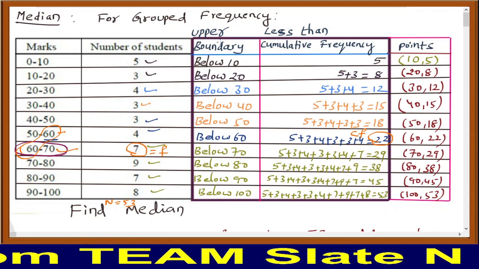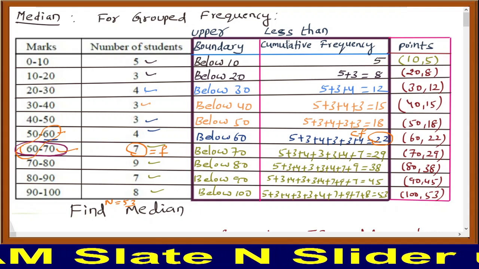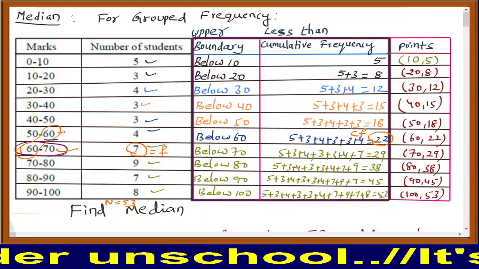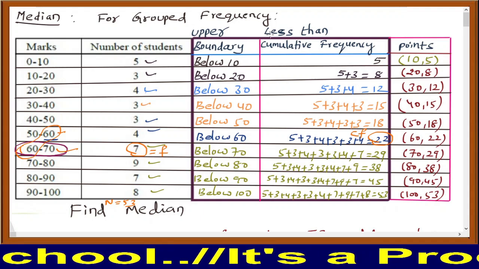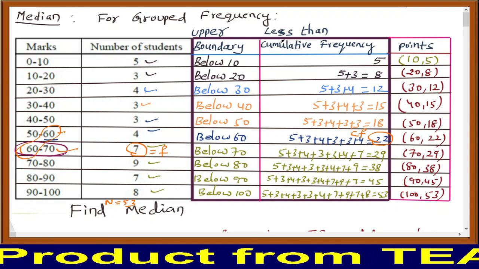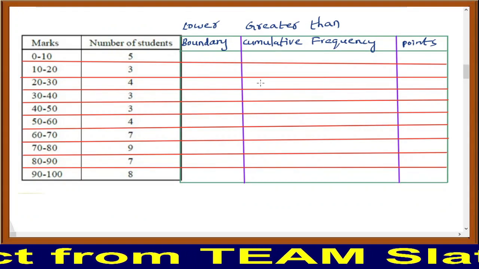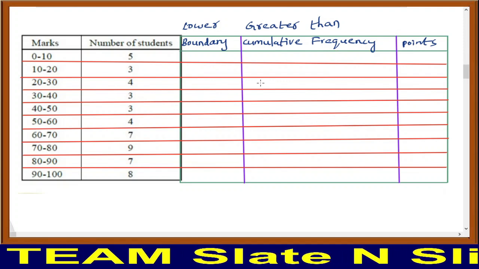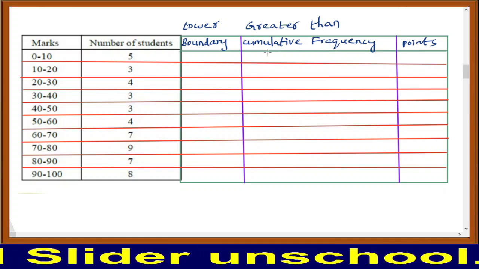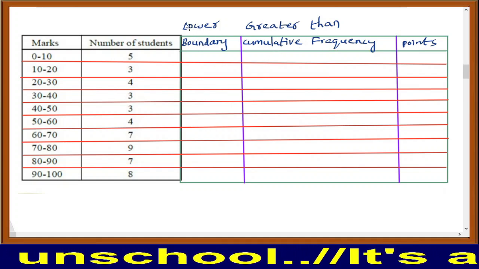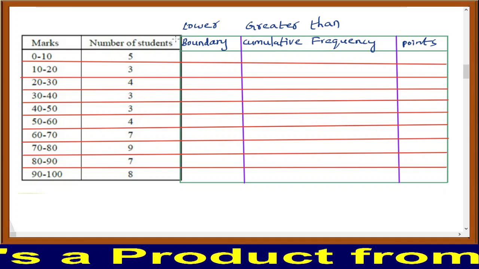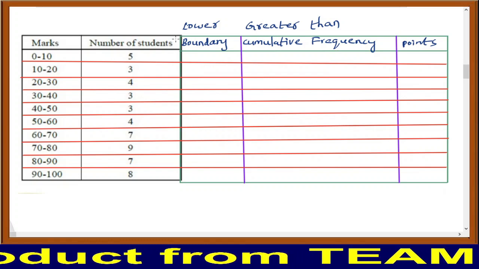Here I have chosen the upper boundary and less than cumulative frequency. In the next one, instead of the upper boundary, take the lower boundary, and instead of less than, write greater than cumulative frequency. So let us discuss that one also. For the same question, we can find the median using the greater than cumulative frequency. To find it, we require the lower boundary, and then find the numbers which are greater than that number.